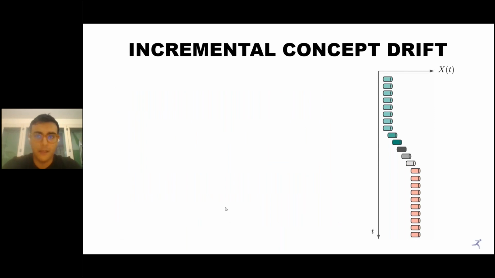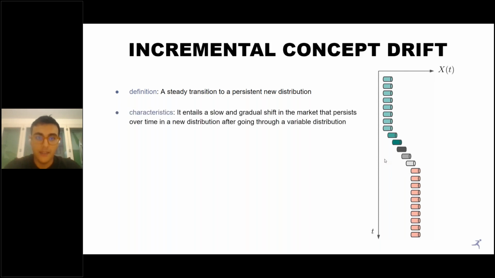Then we have incremental concept drift. This is a steady transition to a persistent new distribution, which means that we don't have an impulsive transition from state A to state B, but it will take some time. It is a slow and gradual shift that persists though over time. So after some time, we will find ourselves in a completely new distribution.